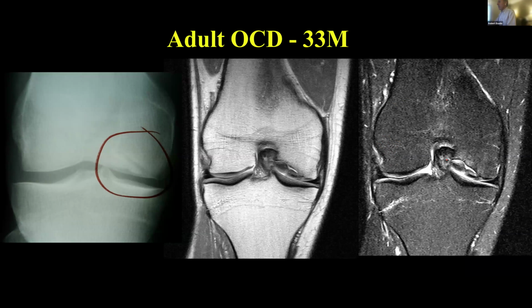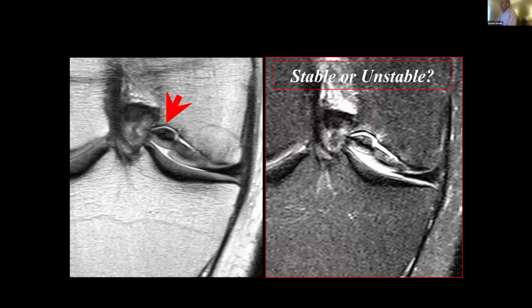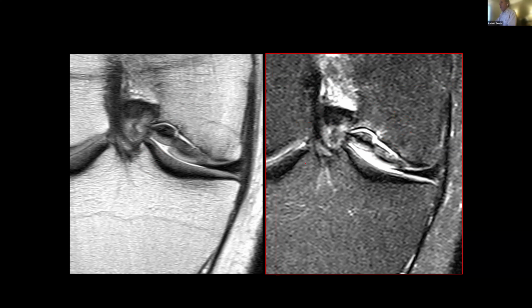We can contrast it with this case, an adult, 33 years old, presenting with these radiographs and this MRI. In this particular case, on the MRI, what do we see? We see fluid signal at the interface between the lesion and the host bone. We see disruption of that subchondral bone plate. We see this sort of incongruity of the osteochondral lesion, sort of fragmentation. And these findings all point to the fact that this is an unstable lesion.